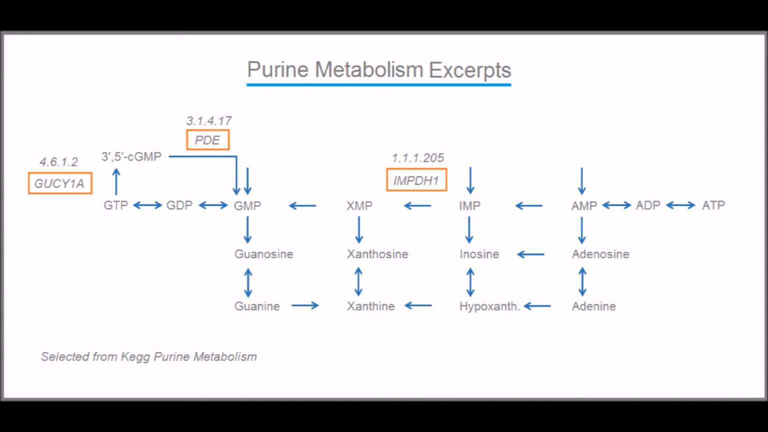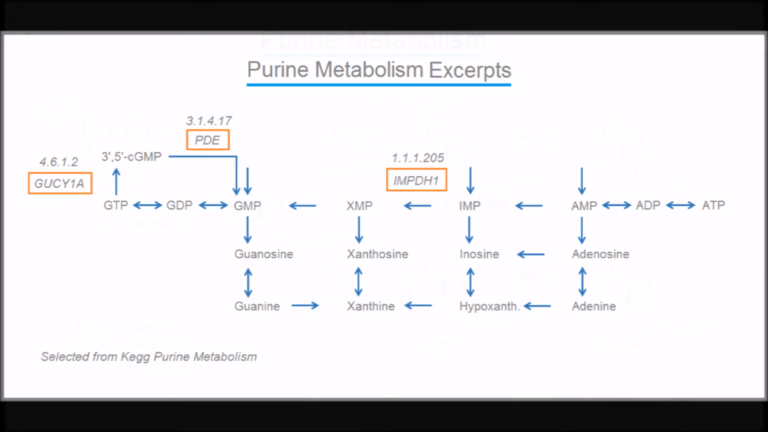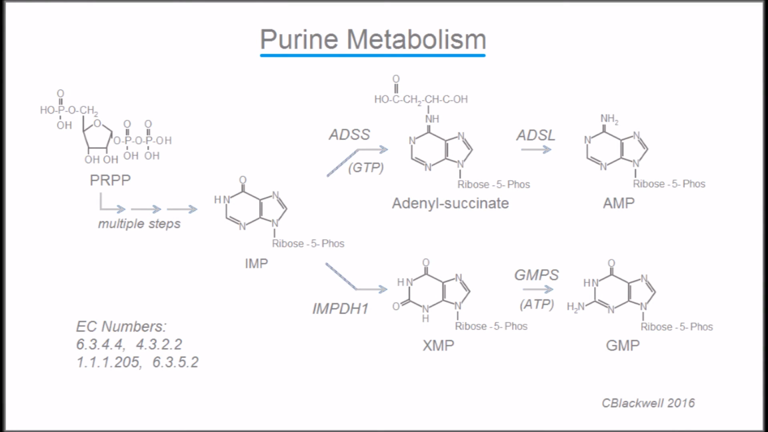This is one view of purine metabolism, selectively excerpted from the full KEGG diagram. The core of purine metabolism that we're interested in is easier to understand in this further simplified diagram. Synthesis of the two purine nucleotides starts with PRPP, which through 10 steps becomes inosine monophosphate, the common origin from which both adenosine and guanosine are synthesized.